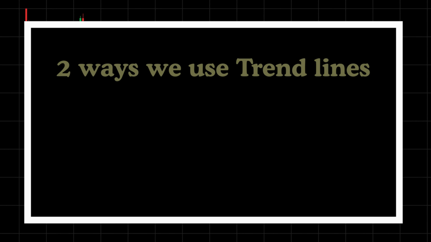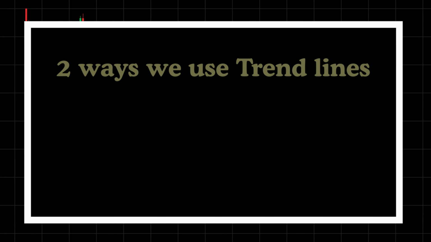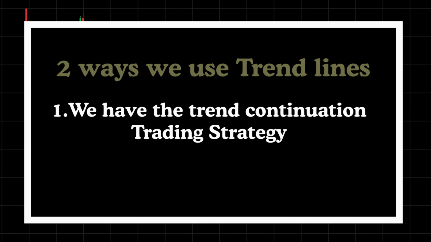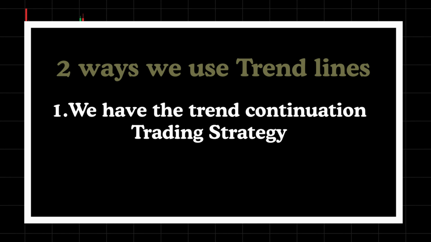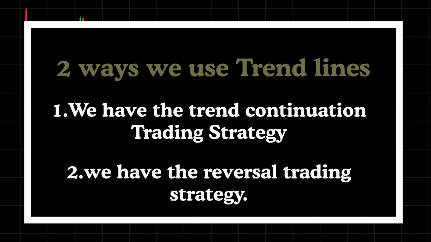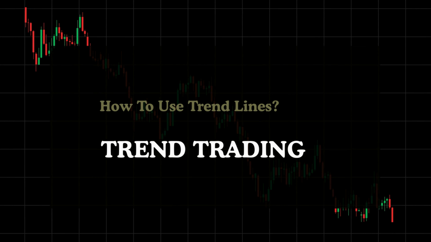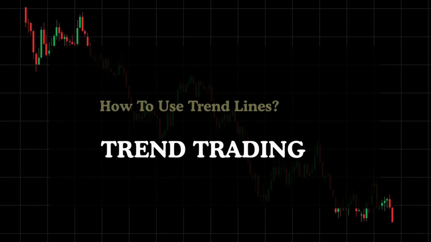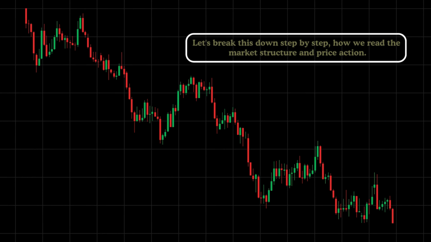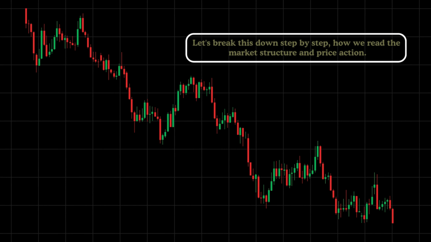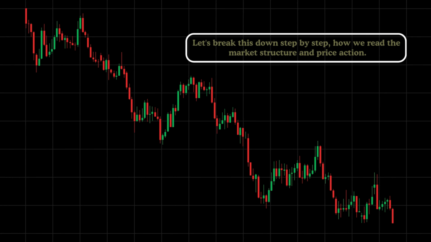So, we combine trend lines with price action in two main ways. First, we have the trend continuation trading strategy, and second, we have the reversal trading strategy. Let's begin with the first one, the trend continuation strategy using trend lines. Let's break it down step by step, starting with how we read the market structure and price action.